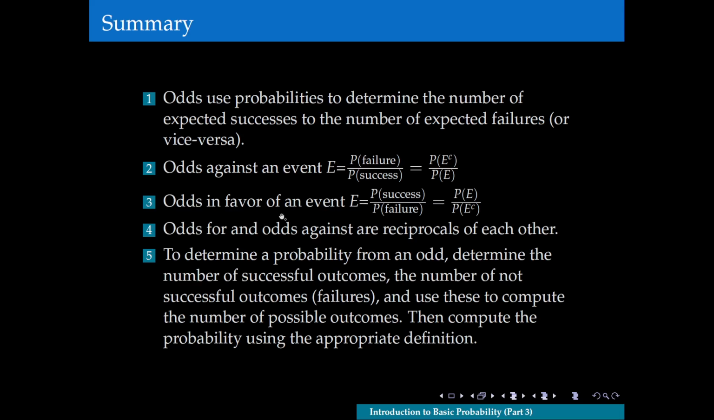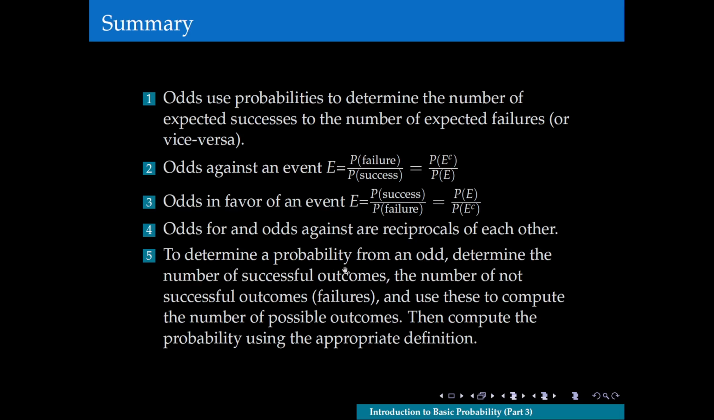We can compute the odds in favor of an event E by the probability of success divided by the probability of failure. Again, we can also think of this in terms of the cardinalities, or the numbers of these. So the number of expected successes divided by the number of expected failures. As we see here, odds for and odds against are reciprocals of each other.